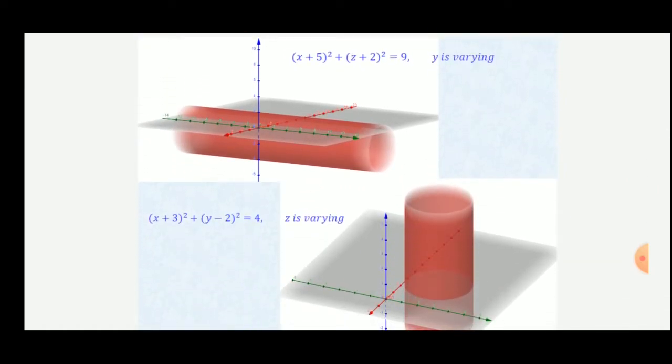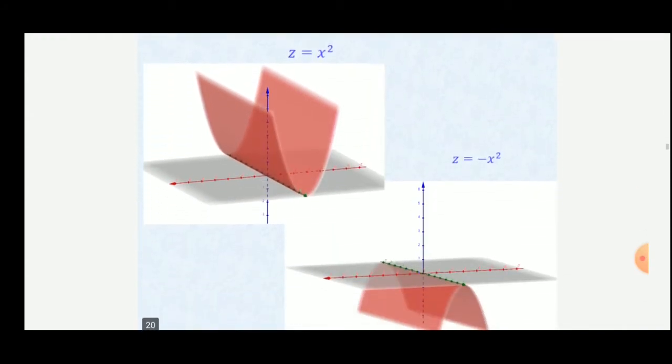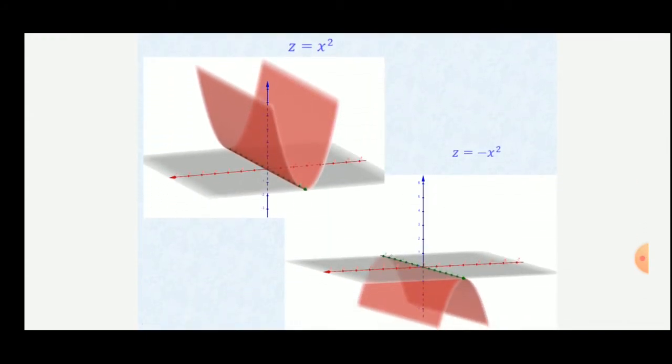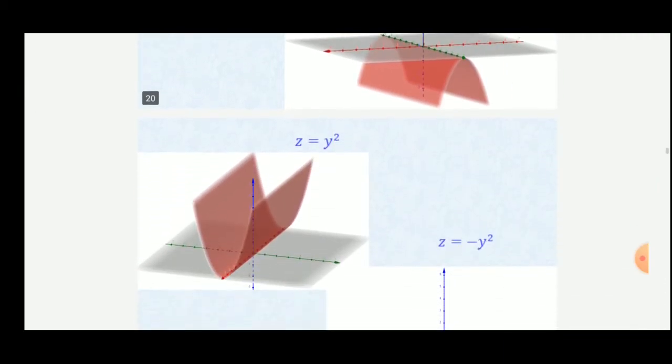These are also cylinders, x plus 5 square plus z plus 2 square equal to 9. So it is cylinder and y varies from minus infinity to plus infinity. So try to find out what will be the level curves for both these surfaces. The next ones are surfaces z equal to x square along positive z axis, z equal to minus x square along negative z axis. So try to find out the level curves for different value of k.